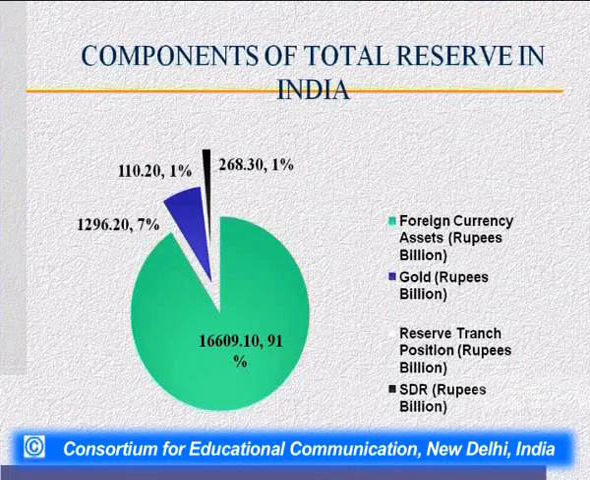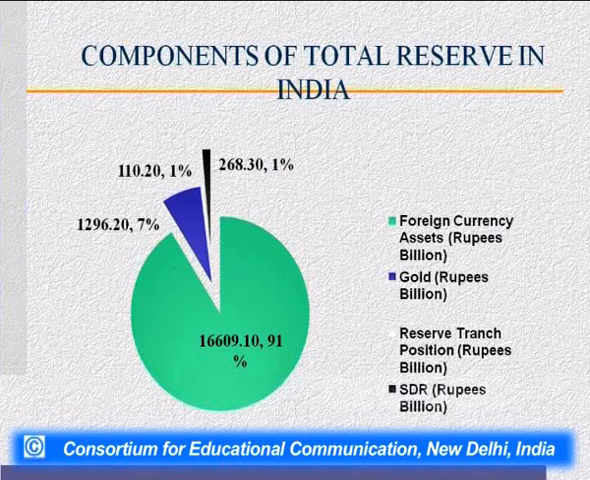The source is RBI. Now, the components of total reserves in India: here, the green one signifies the foreign currency assets, the blue one signifies gold, the black one signifies SDR, and the white one signifies the reserve tranche position. You can identify the percentage of the total reserve in India, the components of total reserve in India, in percentage.